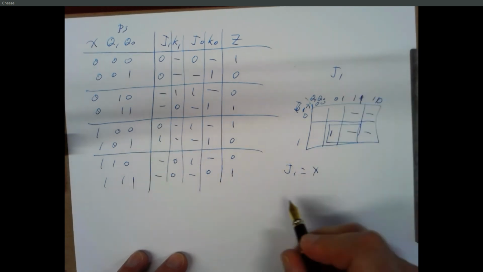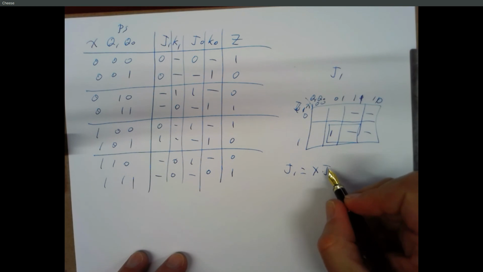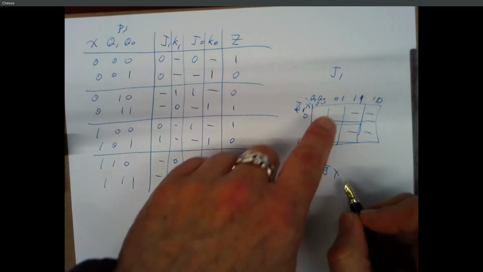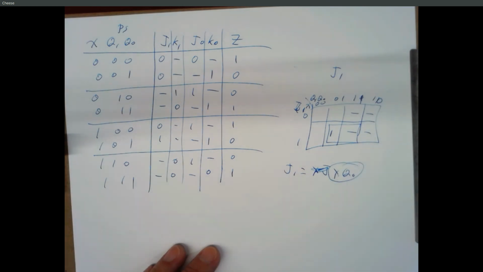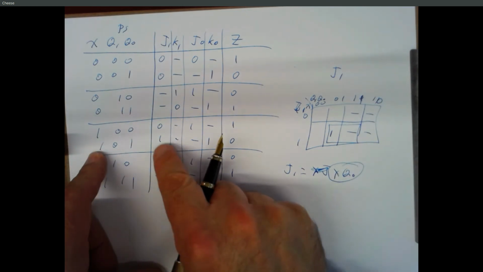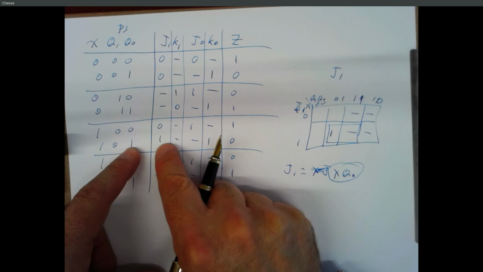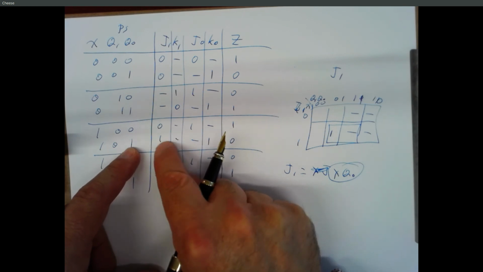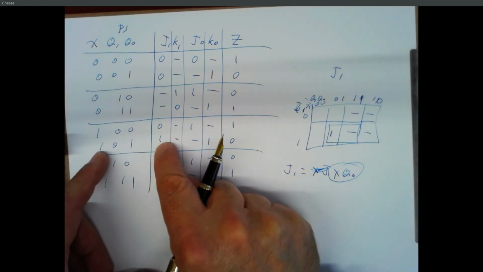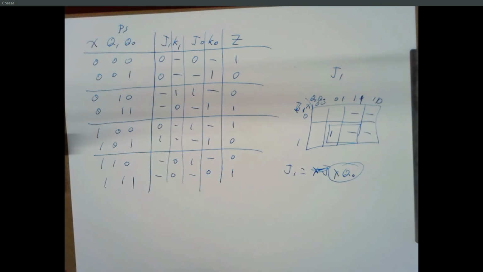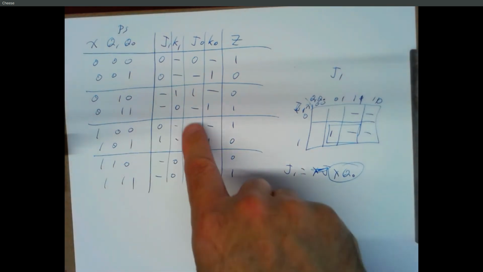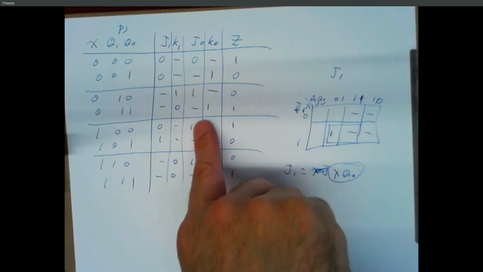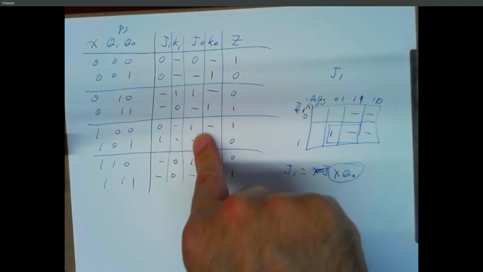Let me do that. So X Q0. So if X is 1 and Q0 is 1, we want an output of 1, and anything else we don't care, we have a 0. And so on, right? So K1 is going to have a single 1 and some don't cares. J0 is going to have 3 ones, but everything else is a don't care.